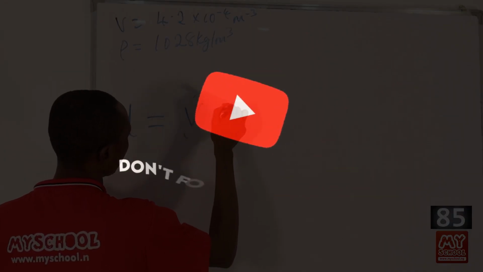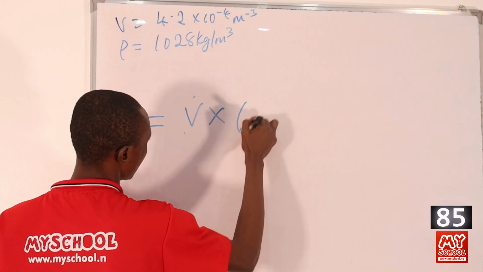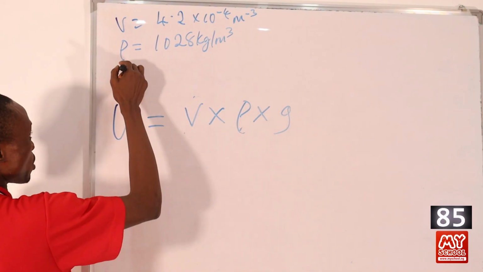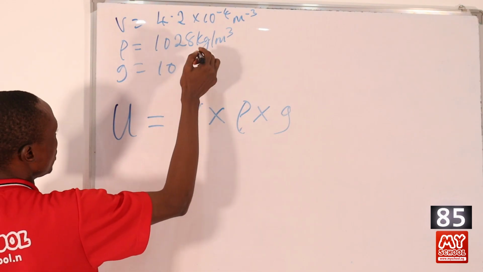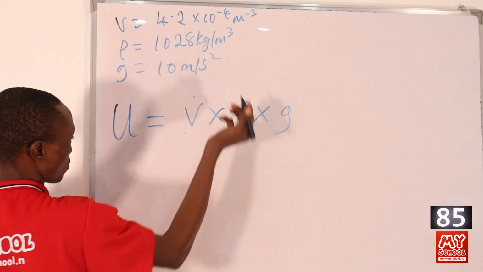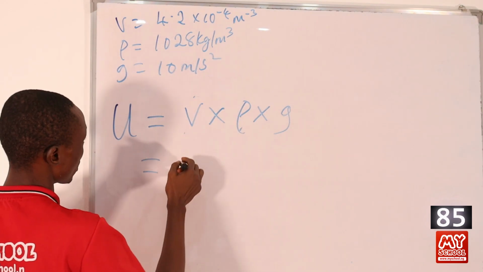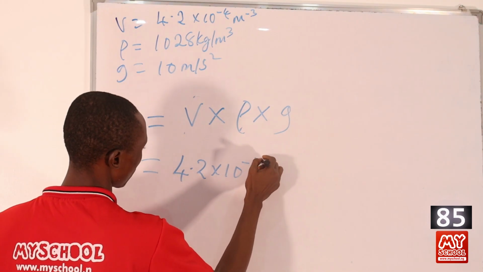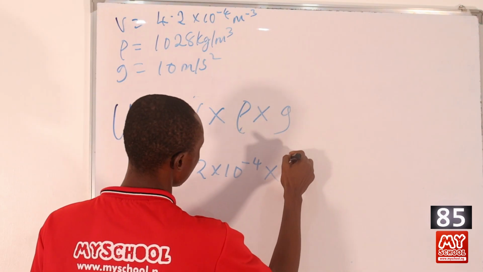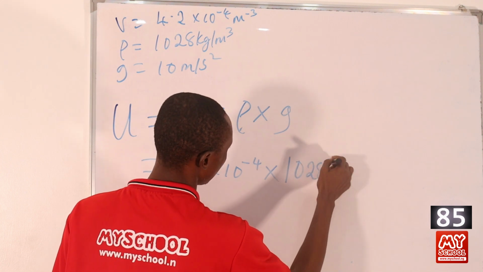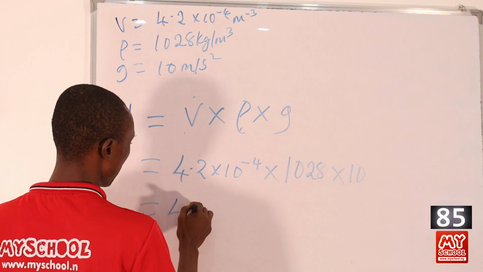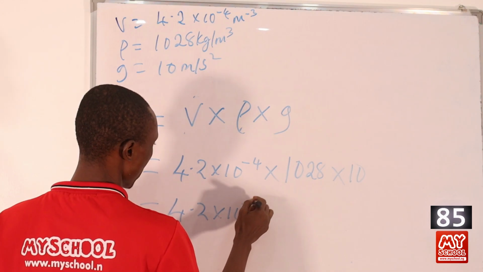Let's say volume times density times acceleration due to gravity, G. In this case, we are going to take G to be equal to 10 meters per second squared. So we substitute the values that are given to us. Here we have 4.2 times 10 raised to power minus 4, then times the density 1028, then times 10.